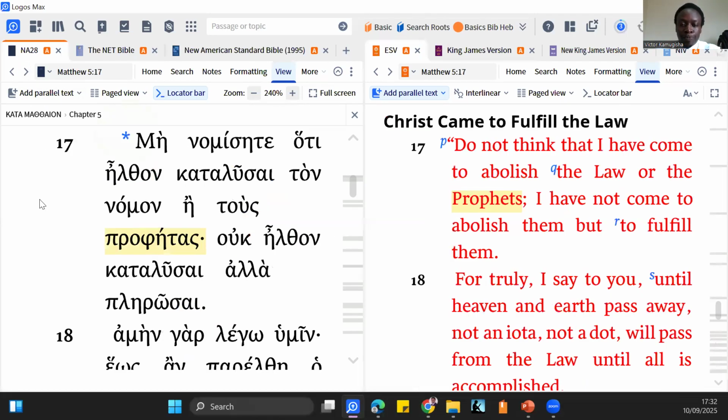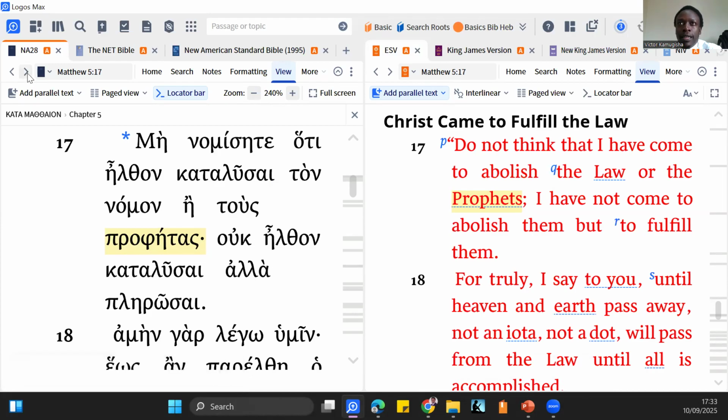Okay, so let me go to the semicolon. I go to Matthew 5:17, again, one of my precious verses, especially regarding the Tanakh. Do not think that I have come to abolish the law or the prophets; I have not come to abolish them, but to fulfill them. Look at the word prophets. There is a semicolon in English. Let us look at the Greek. The semicolon is represented by a dot above the line. So the semicolon of English, in Greek is a dot above the line.